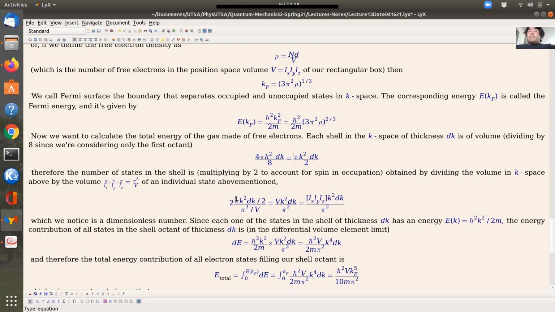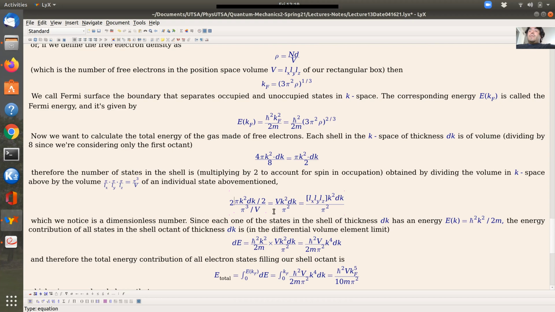So think about this for a second, right? This is the volume of the shell of thickness dk. So we have it over here. Then we divide by the volume occupied by an individual state, but we haven't considered spin yet. So that's why we have the 2 over here. Because we can have a state with the spin up and another with the spin down, with still the same quantum numbers for the position part or the spatial wave part. So that's what we have.